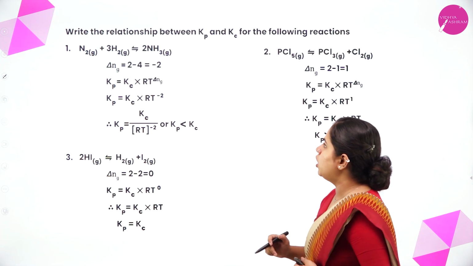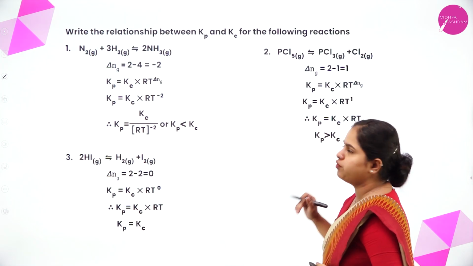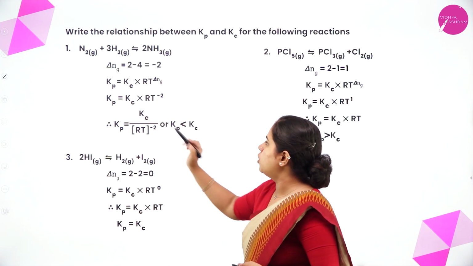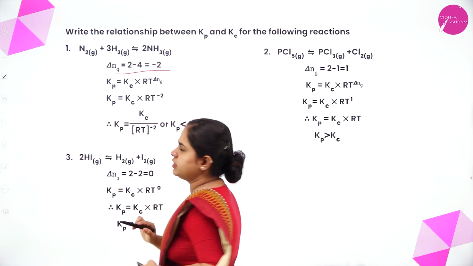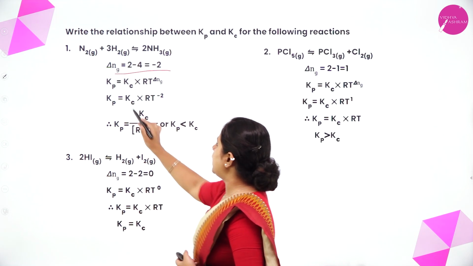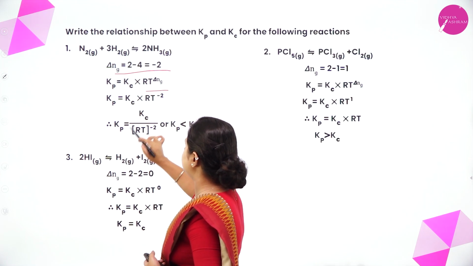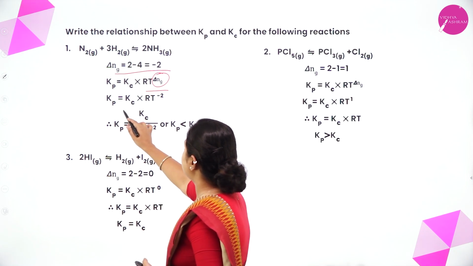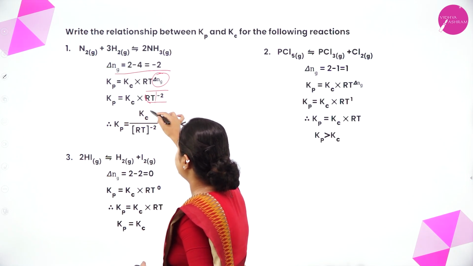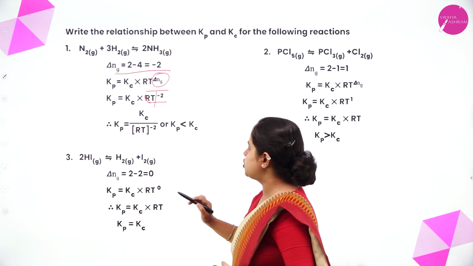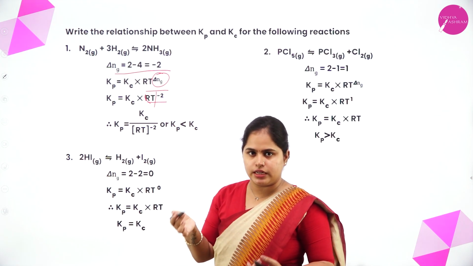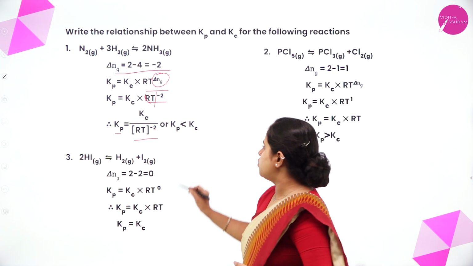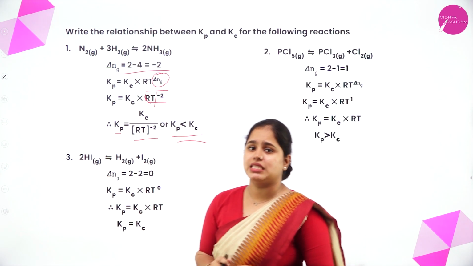Okay. So now moving on, write the relationship between Kp and Kc for the following reactions. So the reaction is already given. This reaction we have already just discussed now. So as you can see here, delta Ng we calculated 2 minus 4 which is equal to minus 2. Kp is equal to Kc into RT raised to delta Ng. So here in delta Ng we are going to substitute the value minus 2, right? So Kp will be equal to Kc into RT raised to minus 2. So raised to minus 2 means we can write it in the denominator as well, Kp is equal to Kc by RT raised to 2. So what does that indicate? Kp will be less than Kc.